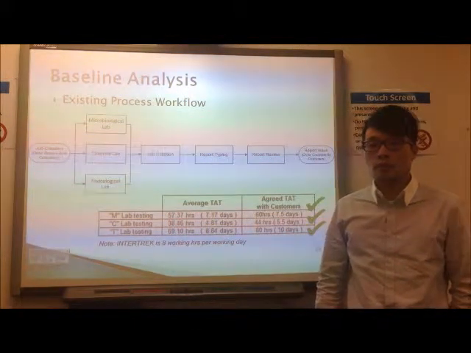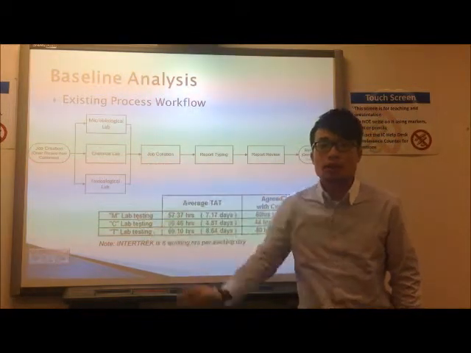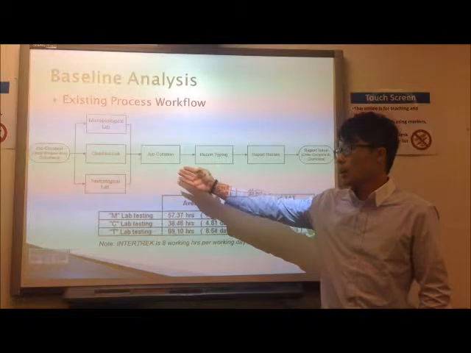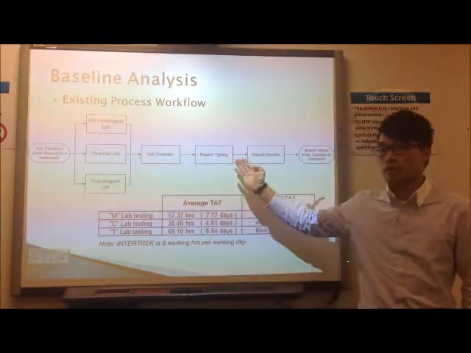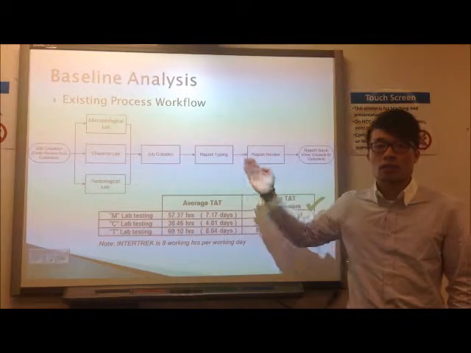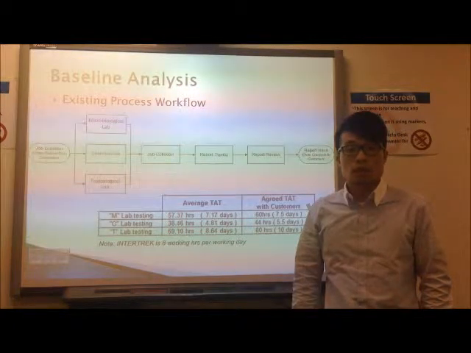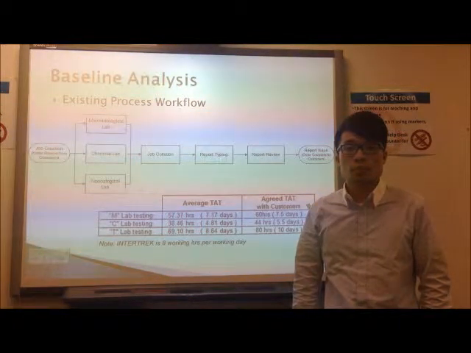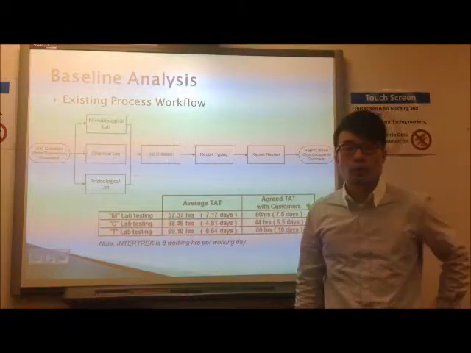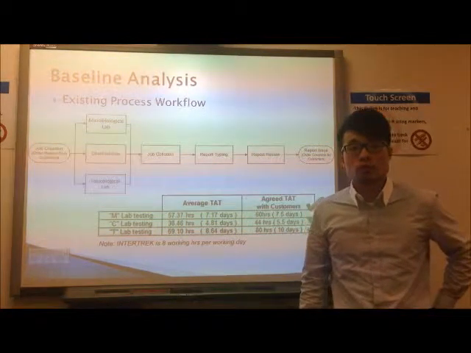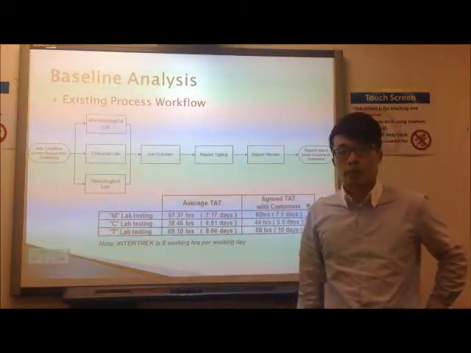We receive an order from the customer, then we provide 3 different testings to our customer. After the testing, we will have a process called job creation. After the job creation, we will have a process called report typing. In the report typing process, we will type all the data information from the hard copy document into the system. After that, we will do the report review. If the report is okay, we will issue the report to our customer. This is the whole process of our company.